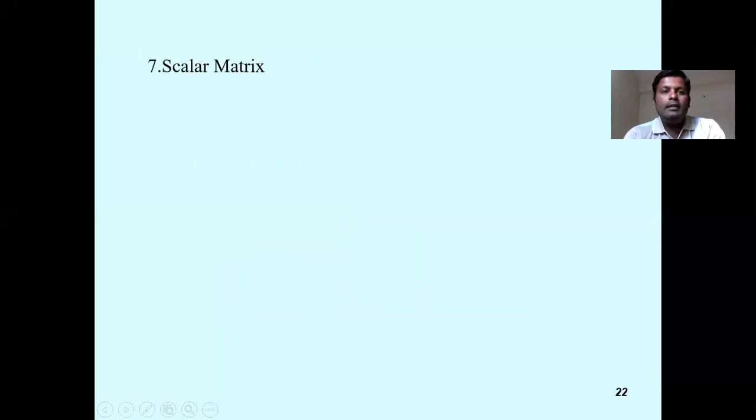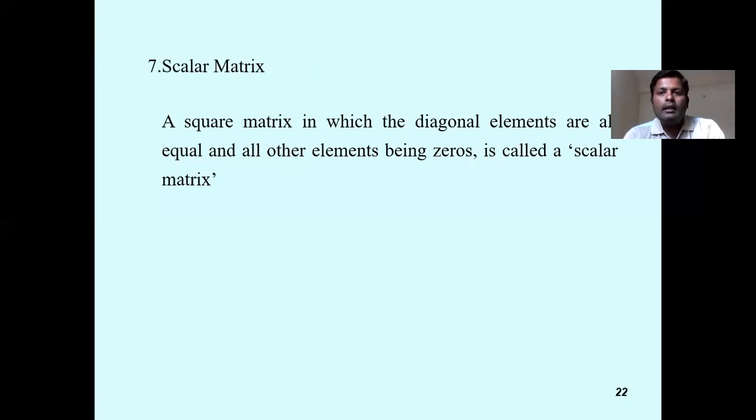Next, the definition is scalar matrix. A square matrix in which the diagonal elements are all equal and all other elements being 0 is called scalar matrix. You observe here, and like that 5 0 0 and 0 5 0 0 0 5.